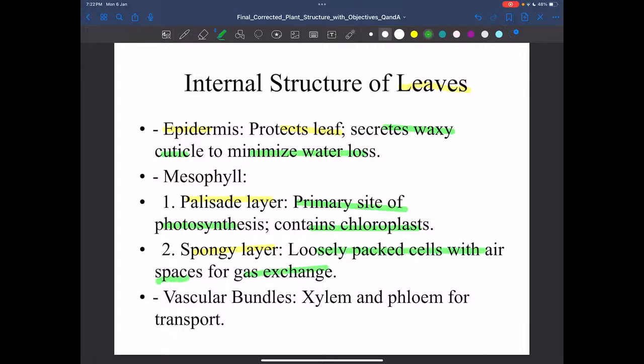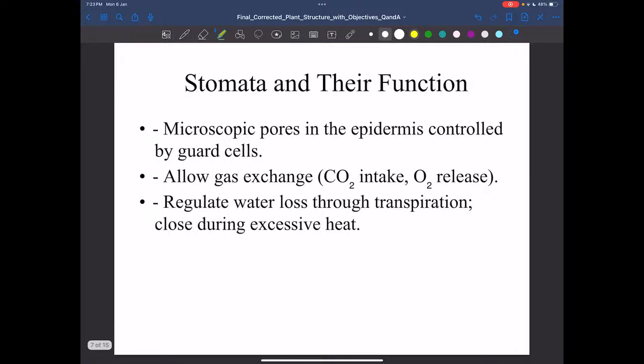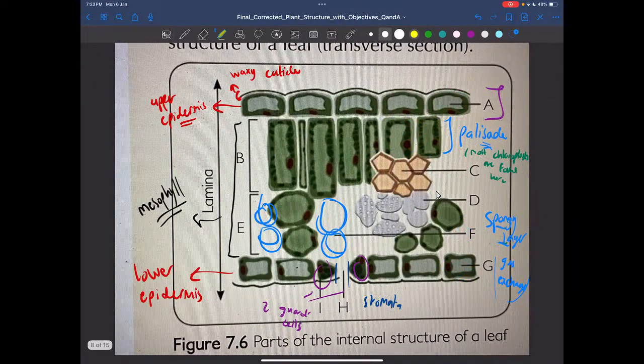for gas exchange. And we're going to speak now about the vascular bundles, which are the xylem and the phloem. As we mentioned before, xylem transports water and mineral salts, while phloem transports carbohydrates. Xylem is usually found in the inner part, while phloem is in the outer part. So C is xylem, D is phloem.